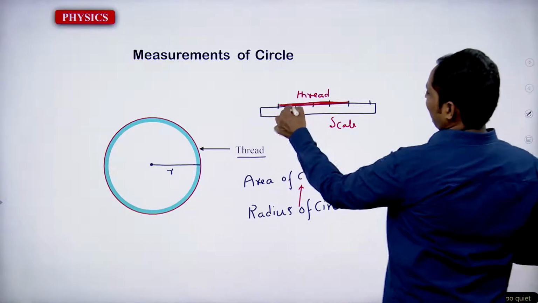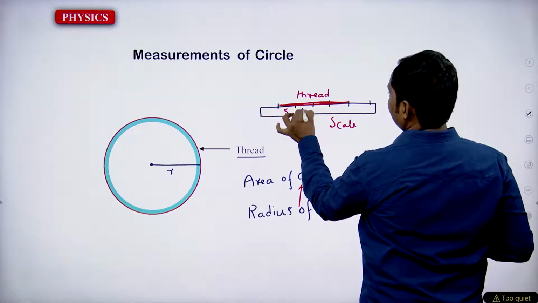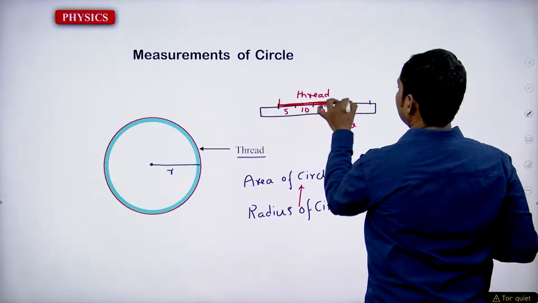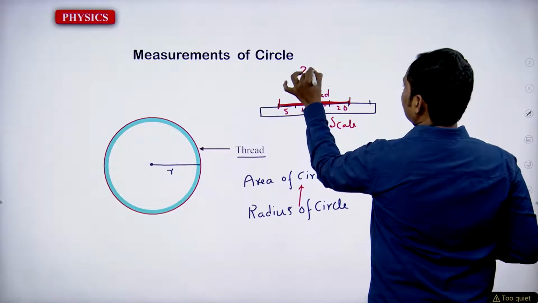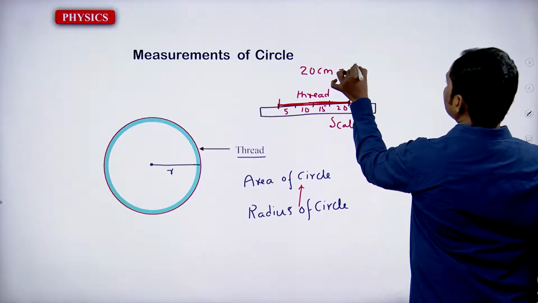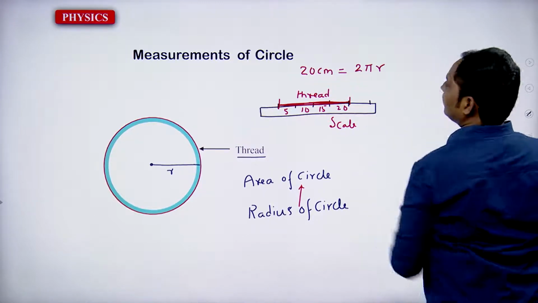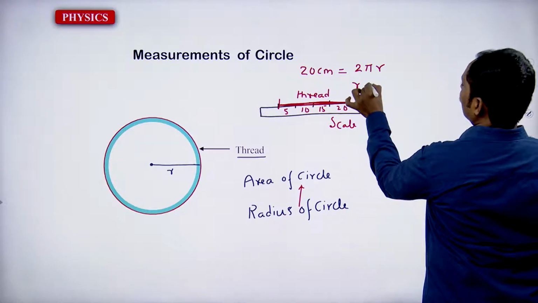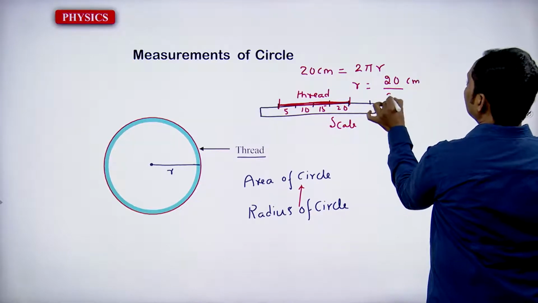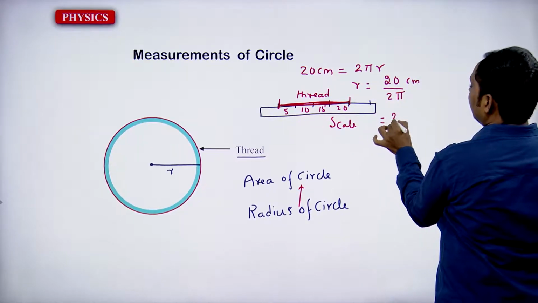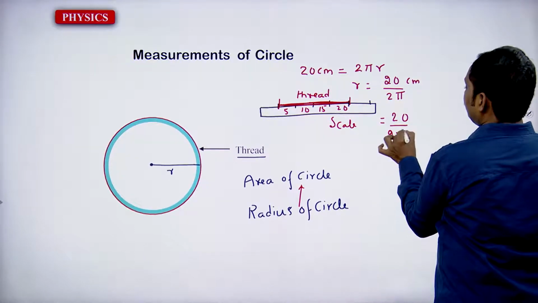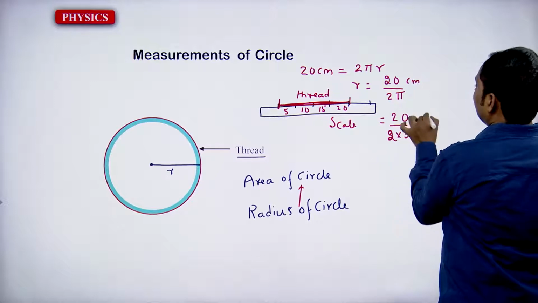Thread and scale, just you have taken, this is 5 centimeter, 10 centimeter, just you can take that 15, 20, just you have to take that one end and another end. So, 20 centimeter is there. So, you can take that 2 pi r, right. Therefore, r is equal to 20 centimeter by 2 pi. So, easily you will identify this, 3 into 2 into 3.14 centimeter.